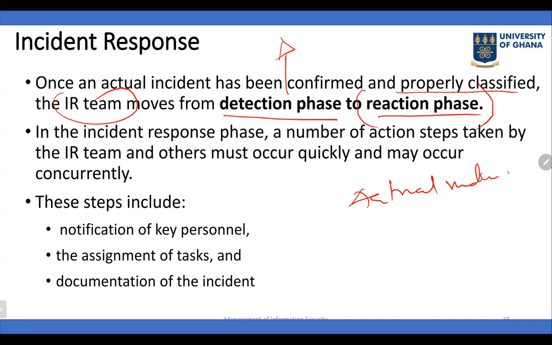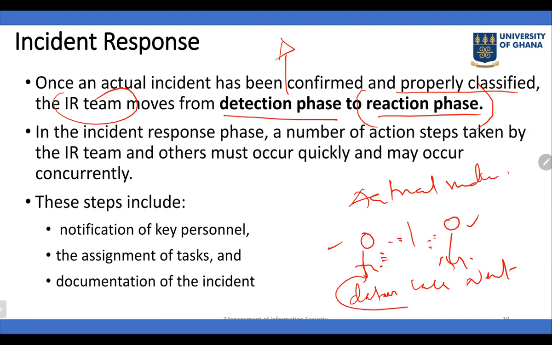So in the incident response phase, a number of action steps taken by the incident response team and others must occur quickly. It may occur concurrently. You remember I said the team members must work together. So maybe the issue may be data related with network, and this person is good at network and this person is good at data issues. So the two of them must work together to have this problem resolved. Sometimes the problem may be resolved concurrently. While this one is handling the network aspect, this person will be handling the data aspect.